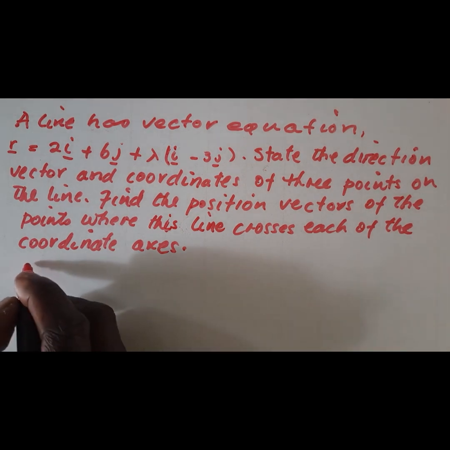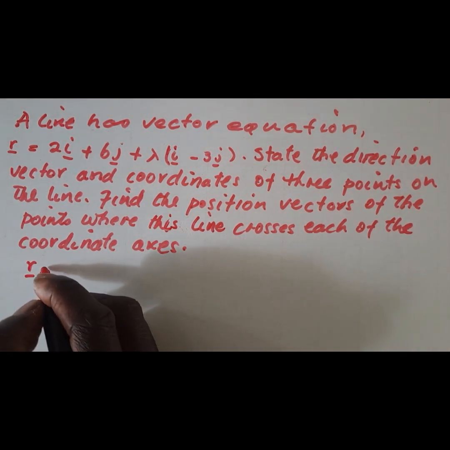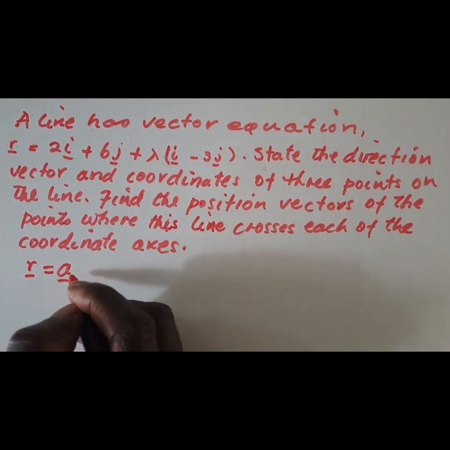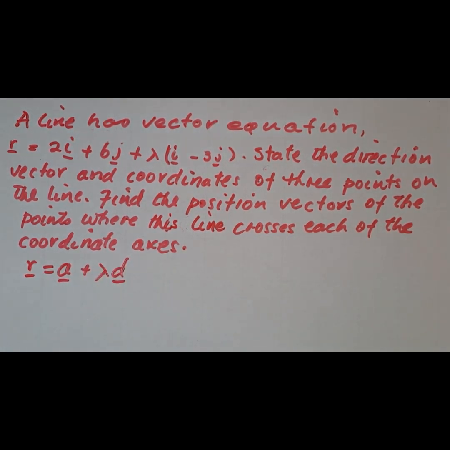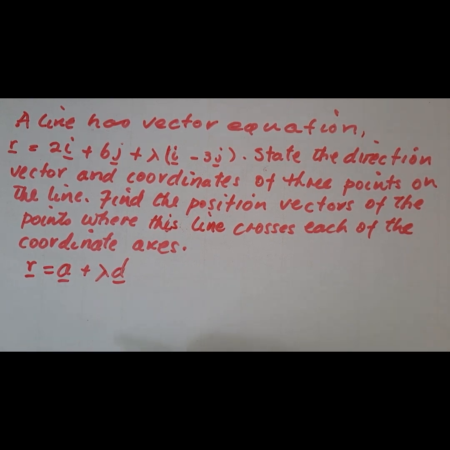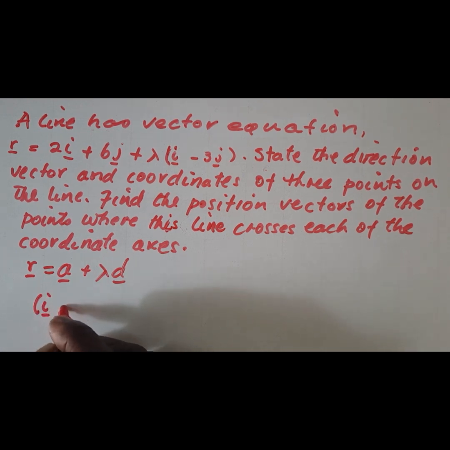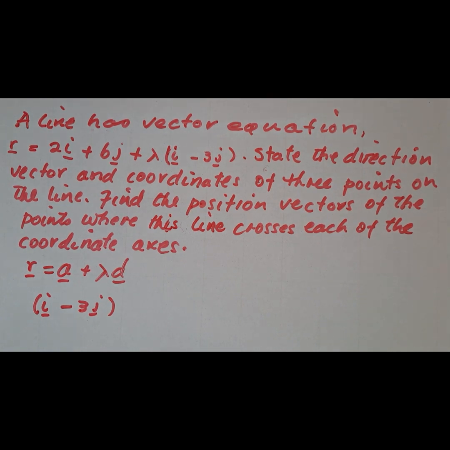Well, using this formula, if you look at my previous videos, we can directly read off or state the direction vector d, which is i minus 3j. Next, we need to state 3 points on the line, or the coordinates of 3 points on the line.